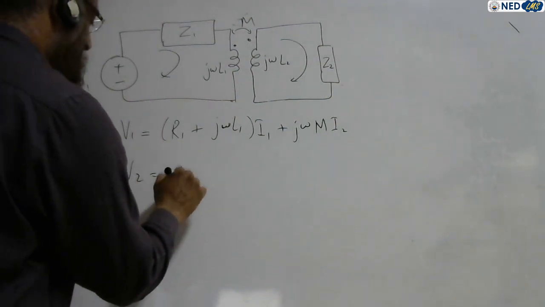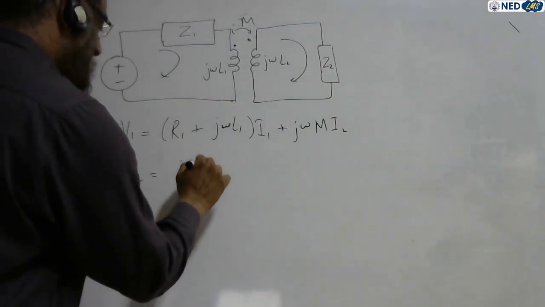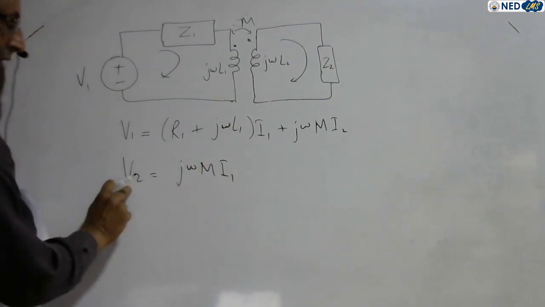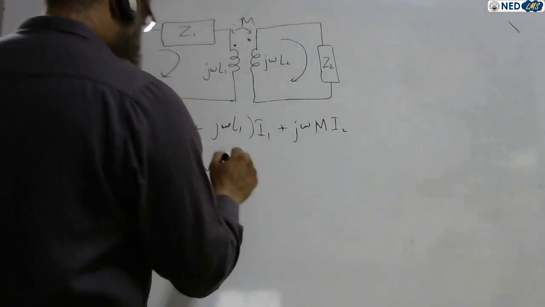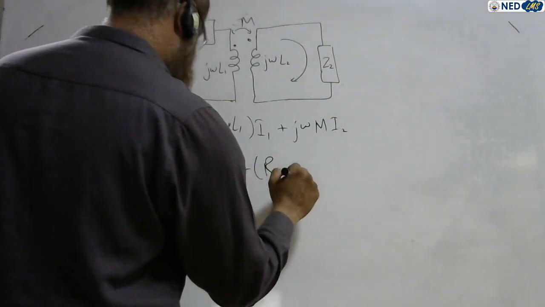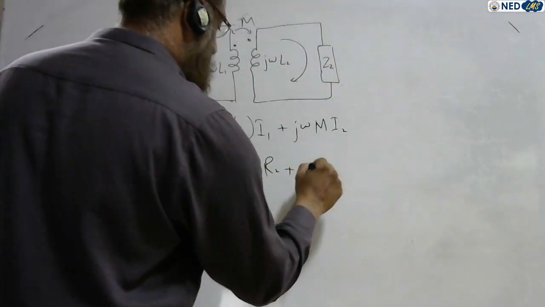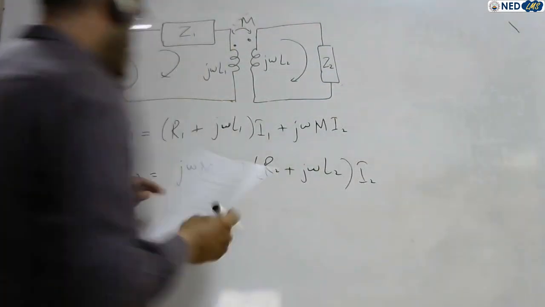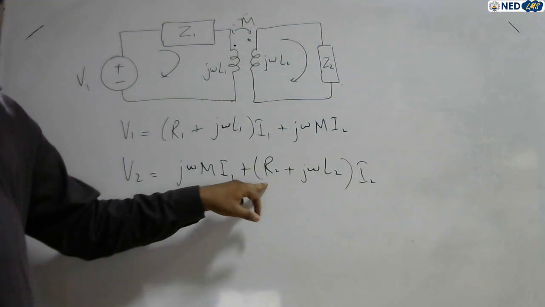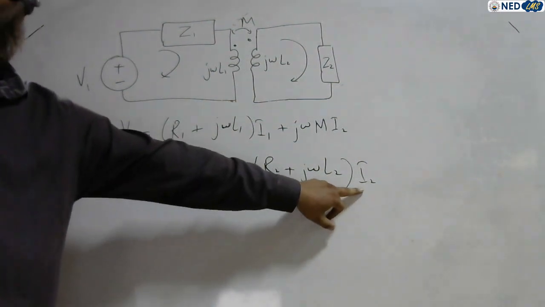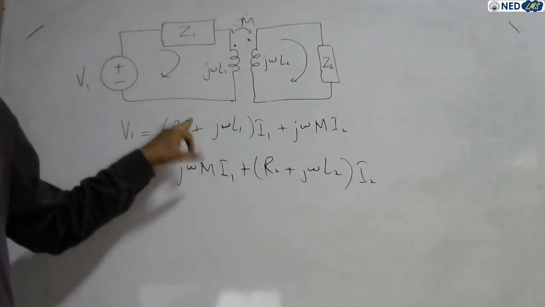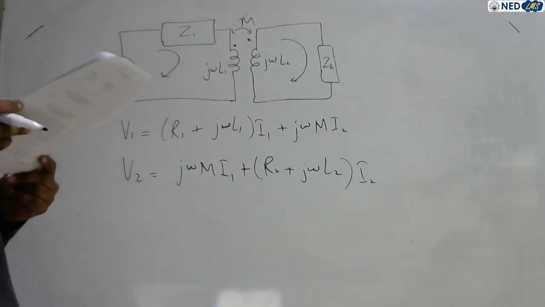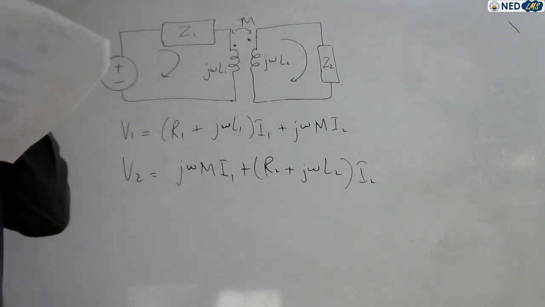Similarly, V2 is equal to j omega M times I1, because this one is I1, the mutual due to current 1, right, on coil 2, plus R2 plus j omega L2 times I2, because it is the loop 2 current, so all the impedance and resistance go with the loop 2 current. This one was loop 1. So this is the frequency domain analysis, right?